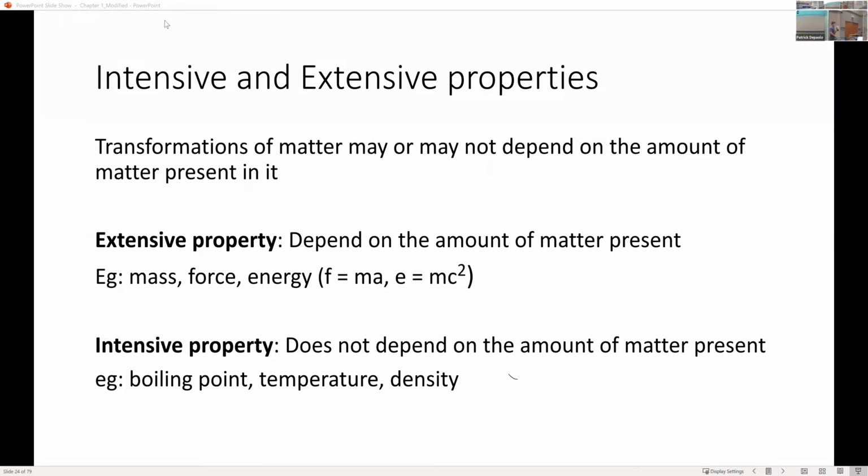So that's an intensive property. Something like water, the boiling point of it doesn't depend on the amount. Then you have extensive properties, meaning just think about it as extent. The extent of the things you have. The property depends on the amount of things you have, such as force, such as energy, such as, well, mass itself is one of them. The mass changes when you have more stuff.